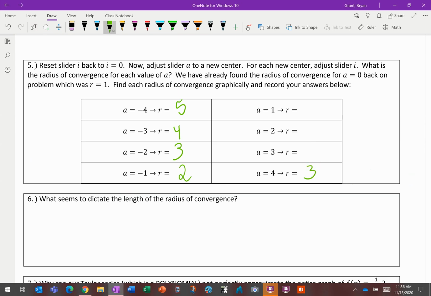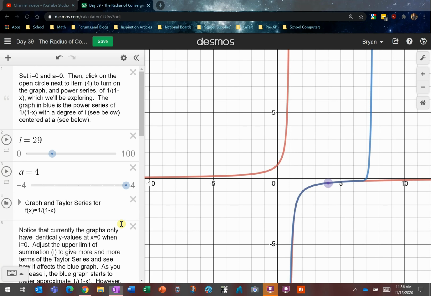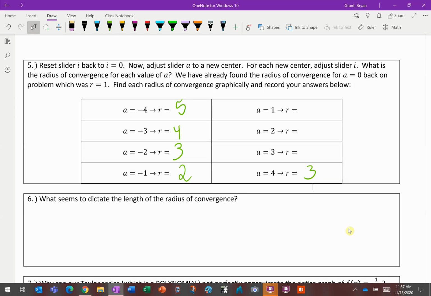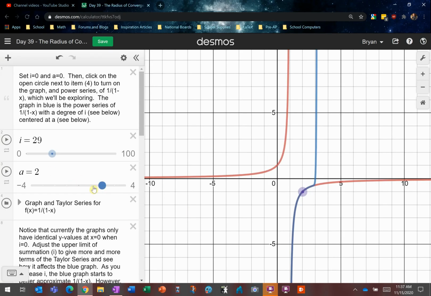And then let's drop it down, right? We can, I think, probably just change the value of A here. Let's go to 3. There we go. And it looks like I have a radius of 2. At 2, I have a radius of just 1 in each direction. So 3, 2, 1. What about at A equals 1? A equals 1. Oh, it's disappeared.